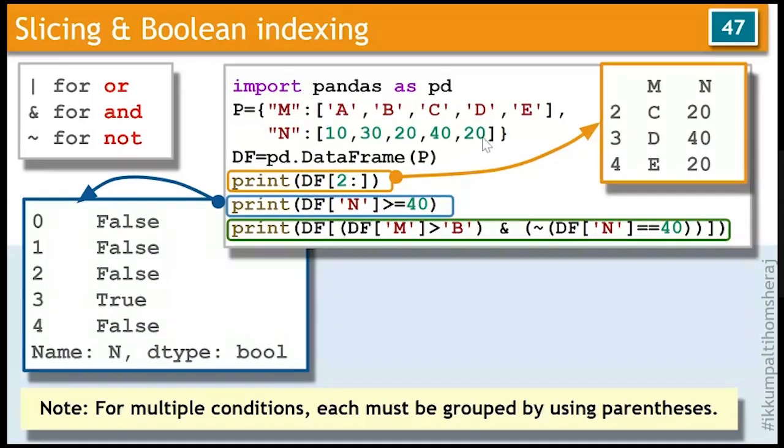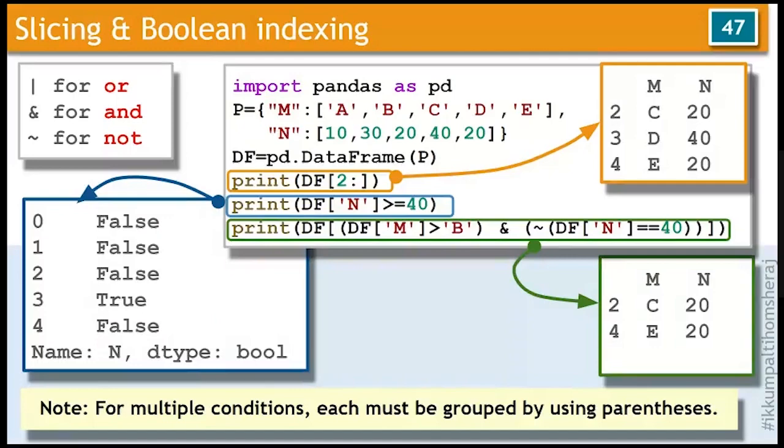So let's see whether we are able to see those rows of the data frame in which these two conditions are satisfied or not. So you just see here. One is data frame M column is greater than B. That means A and B are out. The second condition is df N, in the N column, the value is not equal to 40. So these are the only two values in the column, right? That is the reason you will be able to see only the two rows which are matching with the condition.